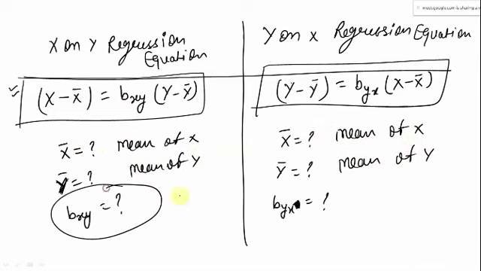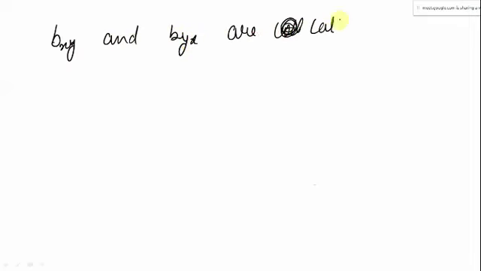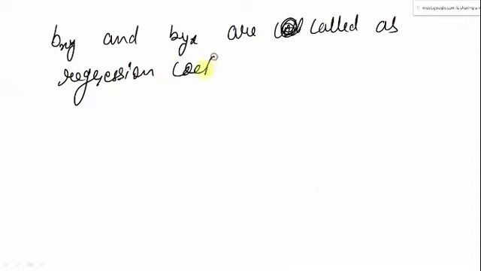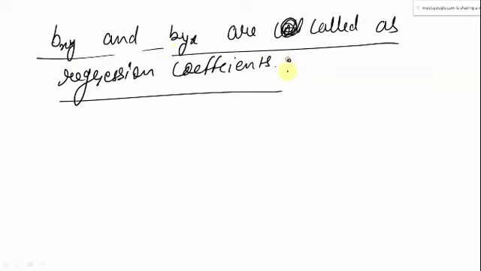Now we need to understand what are these two. So bxy and byx are called regression coefficients. Bxy and byx are called as regression coefficients.